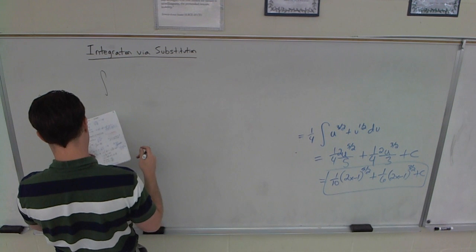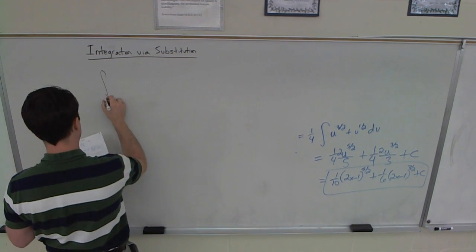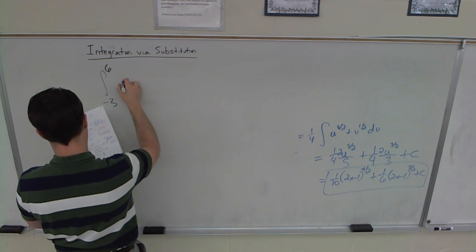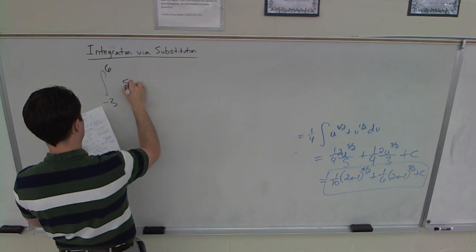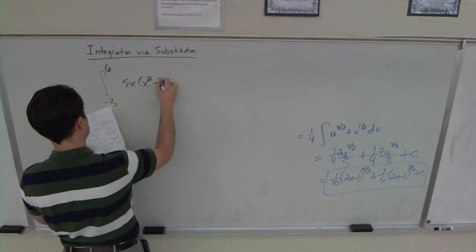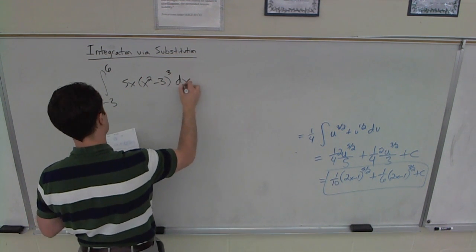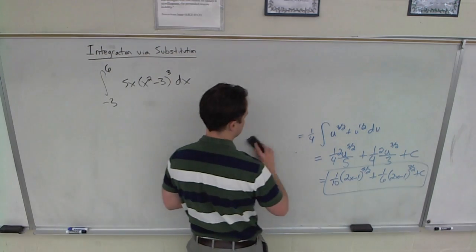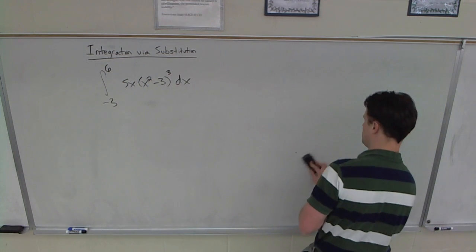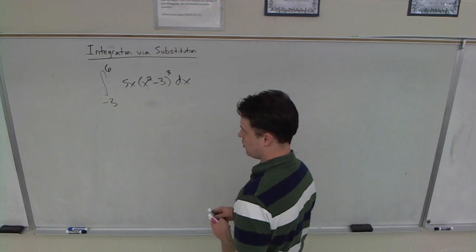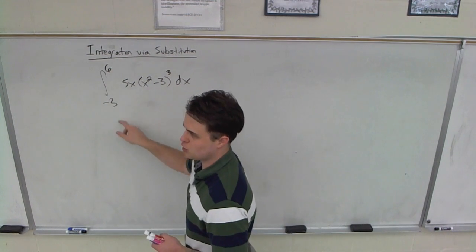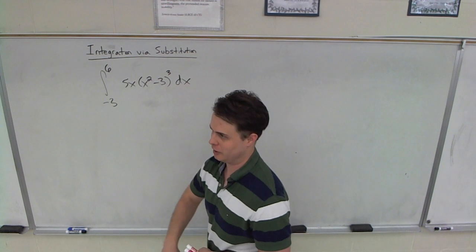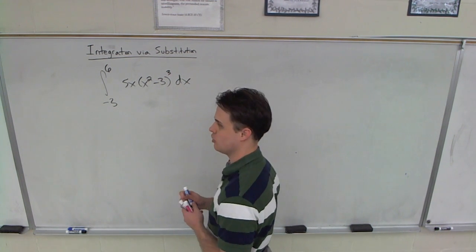Let's go from -3 to 6 of 5x times (x squared minus 3) cubed dx. For our last one. Now you can do this a couple different ways, so I'll show you one other way tomorrow with the last example. But the way that I'm going to do this is I'm just going to pretend these aren't here at the beginning. I'm going to figure out what the antiderivative is, and then I'm going to put them back in. I think that's the easiest way to do it, which I'd recommend using most of the time.